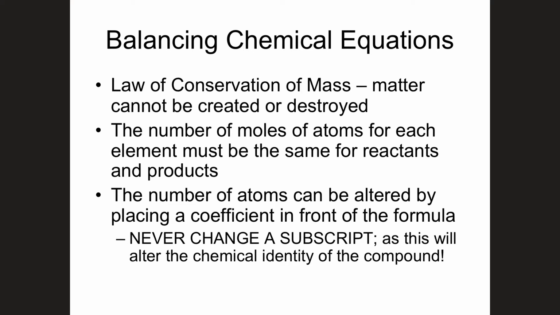Now, how can we manipulate the number of atoms on each side? We can change the coefficients in front of each formula. What we'll never do is change the subscript, as this will change the chemical identity of the compound. So for example, H2O, I'm never going to change H2O into like H3O, because now H3O is no longer H2O, it's a different compound.